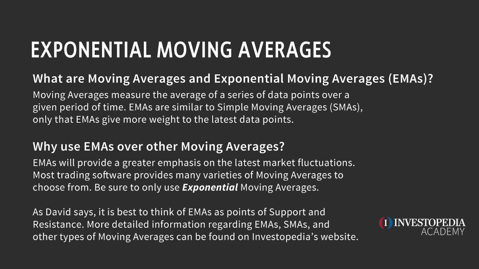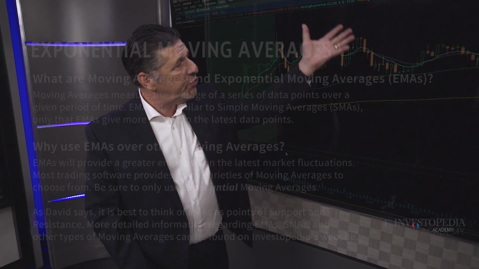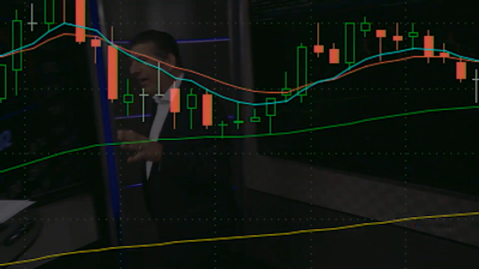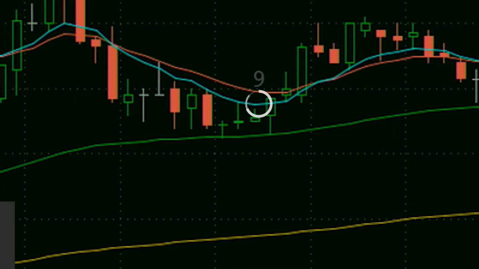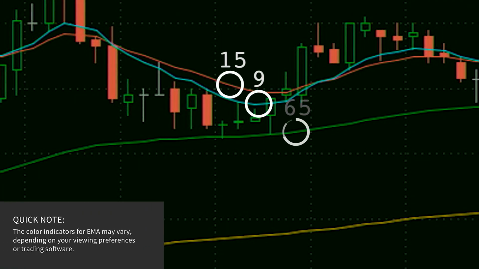So very simply put, ladies and gentlemen, when a stock goes down and hits one of our support levels, we want to buy. When a stock goes up and hits one of our resistance levels, we want to sell. And we're using our 4 exponential moving averages to figure out the spots where we want to buy and sell stocks. Again, the 4 that we use: 9, 15, 65, and 200. And this is going to help us find support and resistance on our charts.